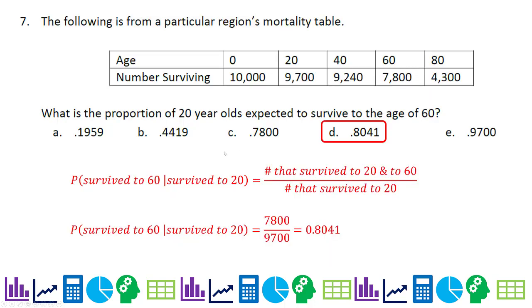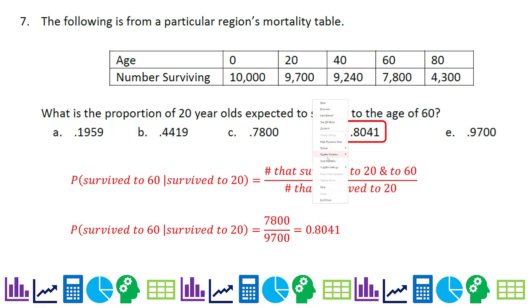All right. So, what is the proportion of 20-year-olds expected to survive to the age of 60? So, given that they survive to 20, how many of those survive to 60? Well, if they survive to 60, they definitely survive to 20, so that's fine, right? And how many people survive to 60? That is 7,800 people, all right?